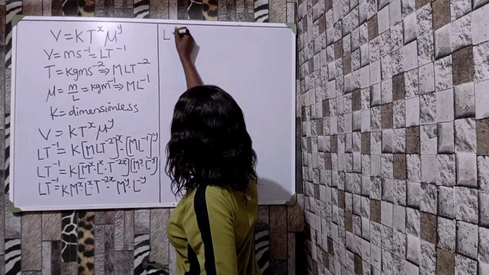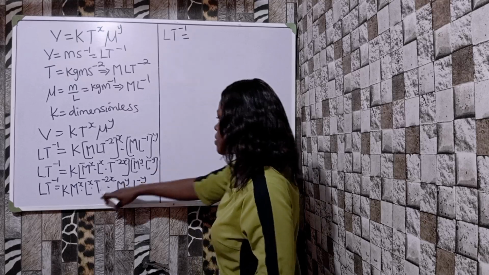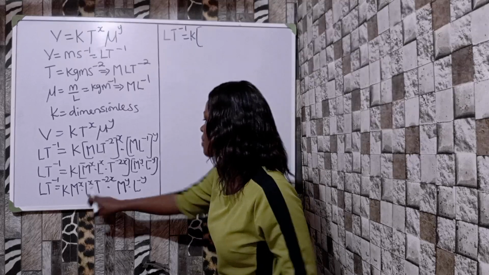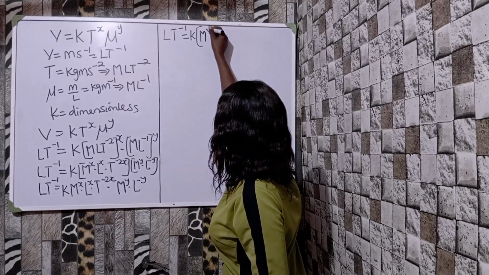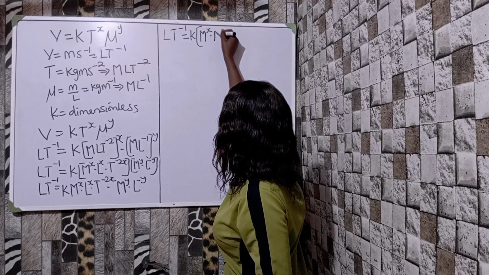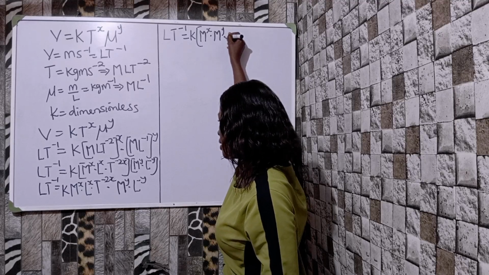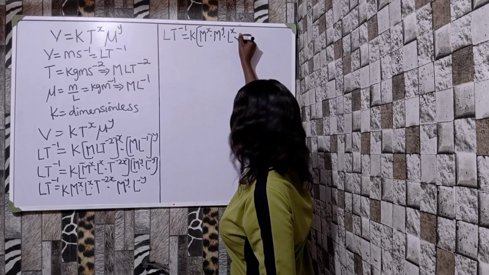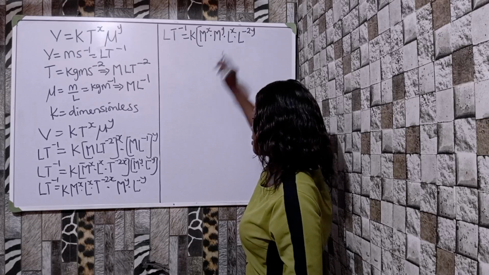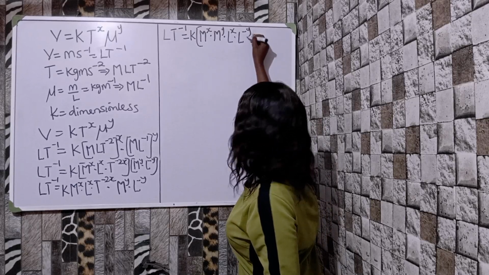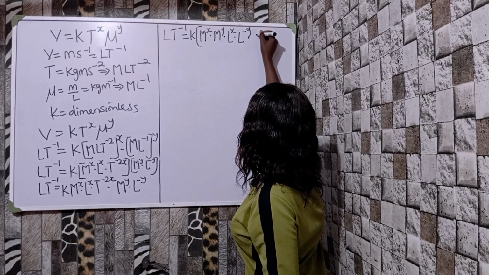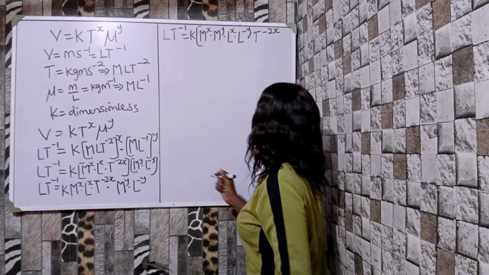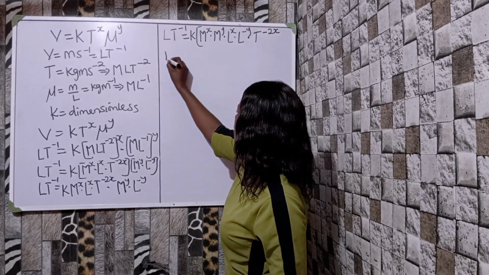So I have lt minus 1 is equals to k bracket. We have m here, we have m, so let's bring them together. I have mx dot my, okay, then dot l power x dot l power minus 2y minus y, sorry, okay, dot t power minus 2 what? X. Is that okay? Alright, so we can also add them.